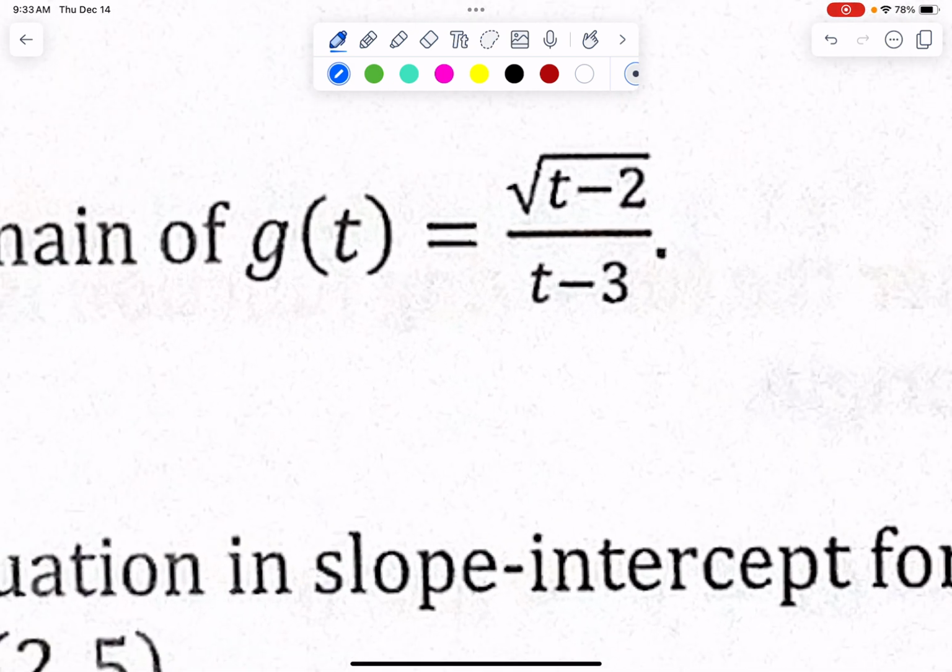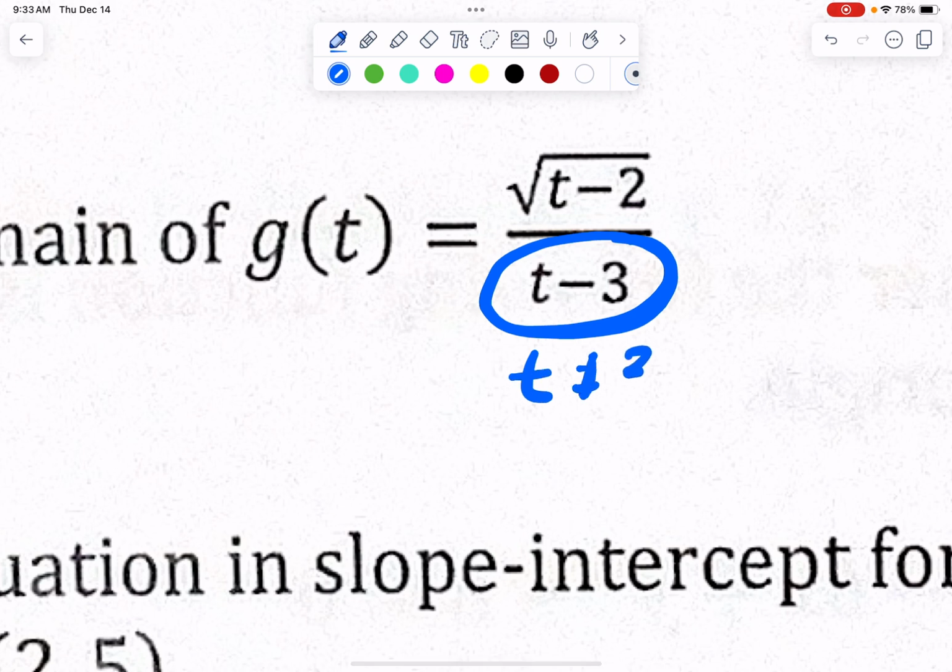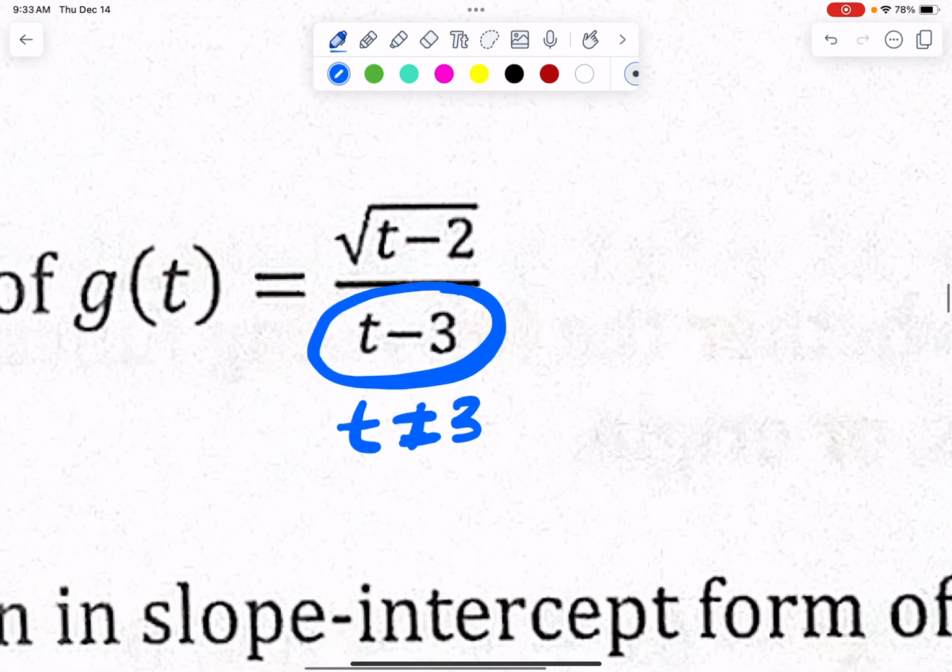Yikes. So here what I have is I know that t cannot be equal to 3, because if it is, then we would end up dividing by 0. Okay, so I can't have that. Then I look at the square root on the top, and this is a little bit harder to do.